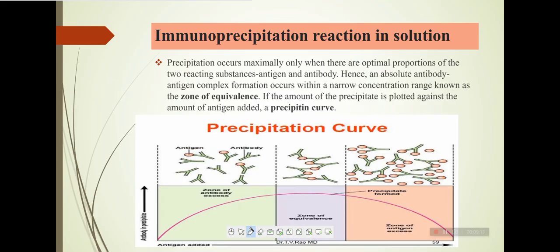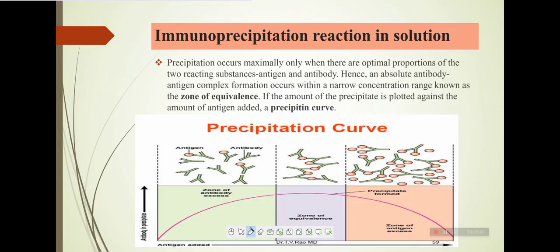So the next slide is the immunoprecipitation reaction. I already told you that in immunology, all reactions take place only between antigen and antibody. Whether it is an immunoprecipitation reaction, an immunoagglutination reaction, or another reaction, every reaction takes place only between antigen and antibody.